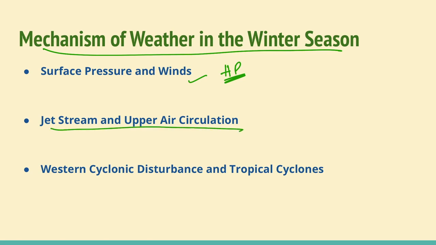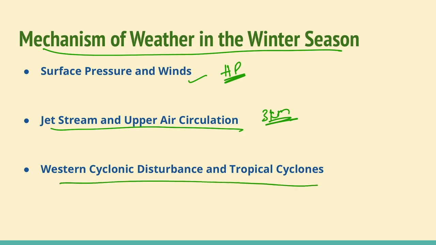Jet stream and upper air circulation. The pattern of the air circulation is witnessed only at the lower level of the atmosphere near the surface of the earth. Higher up in the lower troposphere, about 3 kilometers above the surface of the earth, a different pattern of air circulation is observed. The variation in the atmospheric pressure closer to the surface of the earth does not have any role in making up of the upper air circulation.